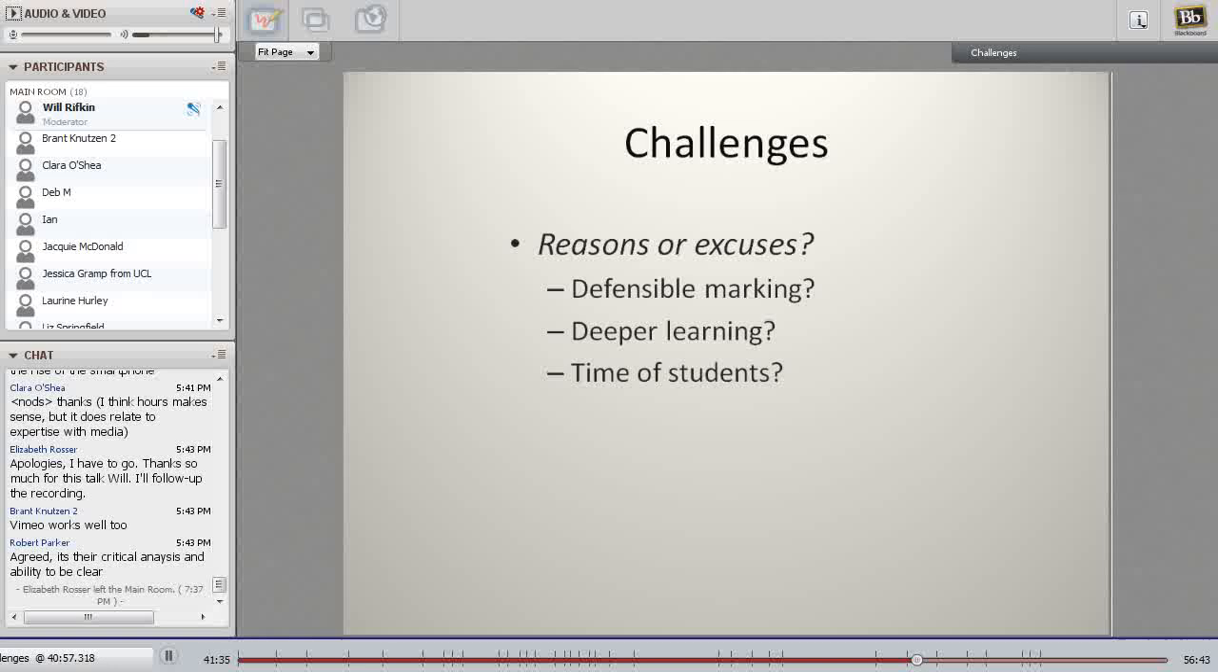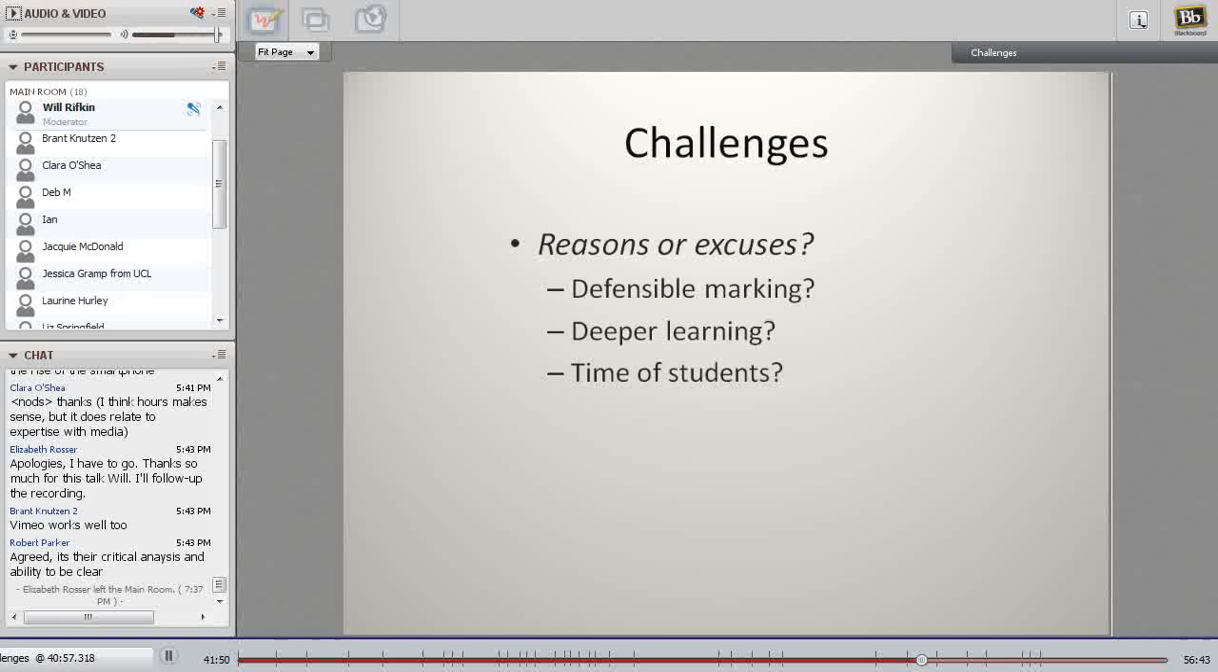Questions about deeper learning. How can you assess if students are engaging in deeper learning? That's from the lecturers who are actually engaging in this. They sense it's there. Where can we get the evidence of that, convincing evidence of that? And as the comment that came up earlier, the time of the students, they're doing something they haven't done before.